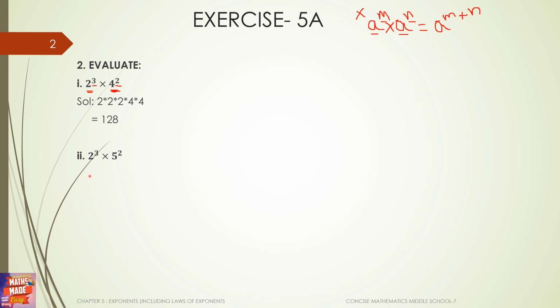Similarly, let's consider the second example. 2 to the power of 3 into 5 to the power of 2. Look here children. Here the base is 2 and here the base is 5. Bases are different. At least here you could change the base 4 into 2, but here there is no chance, right? 5 cannot be changed into 2 in any way. So you cannot use this formula again in the second problem also. So 2 should be written 3 times. Similarly 5 should be written 2 times. So when you multiply all together, what you get is 200, right?